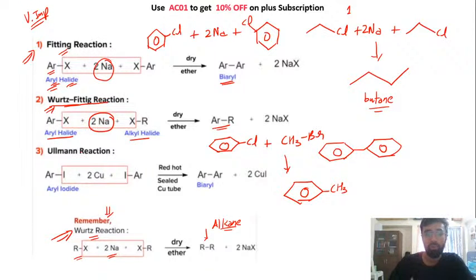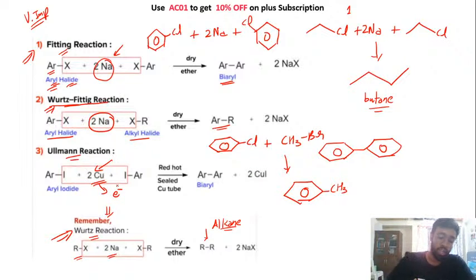Similarly, there is one more reaction, that is your Ullmann reaction. Till now we were using only sodium to do these reactions, but you can also use copper to do these reactions. Here copper is doing the same thing that sodium was doing. It is also providing electrons to the system.